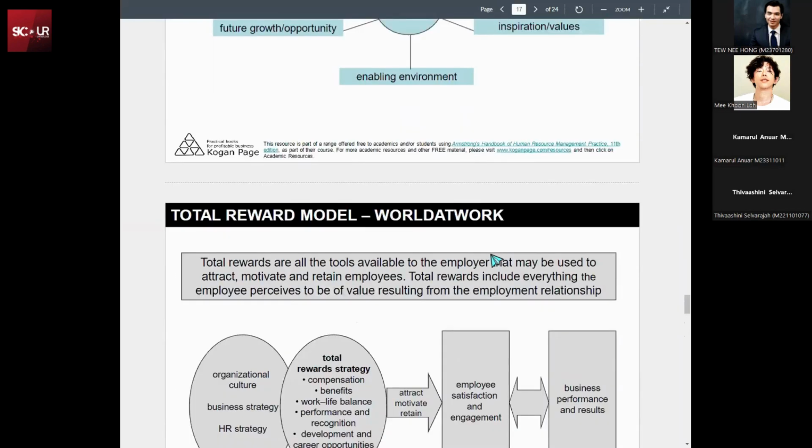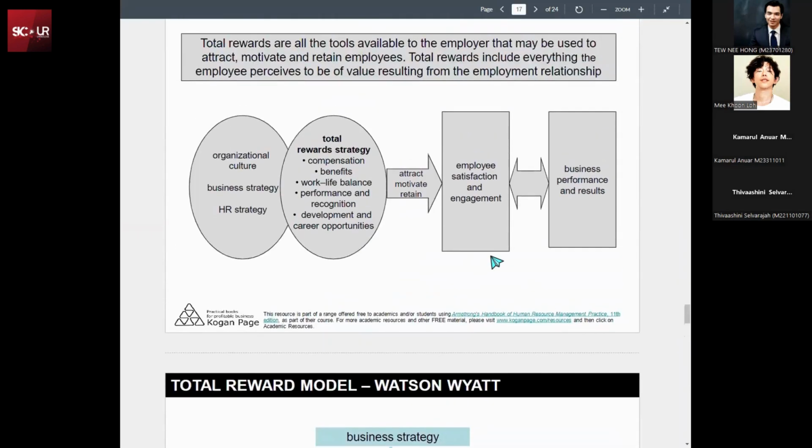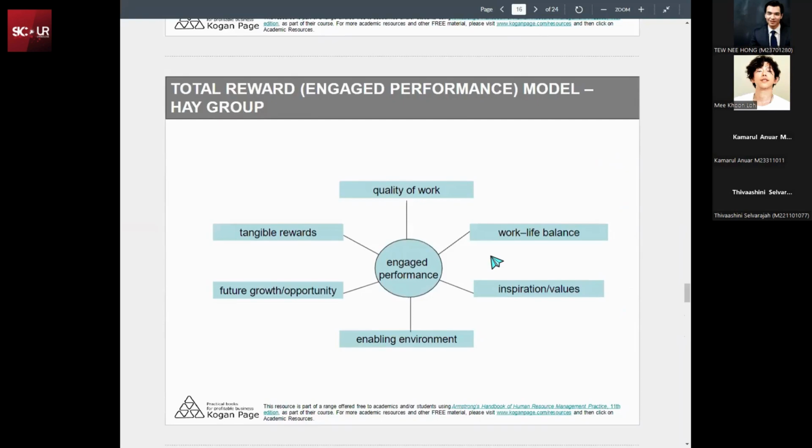So we have how many models? 1, 2, and 3 models. Watson-Wyatt, work at work, and A group, sorry, A group.